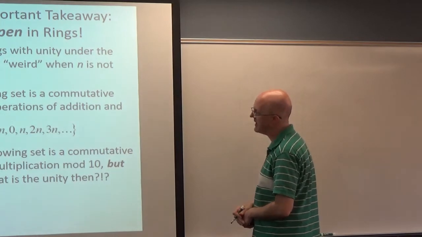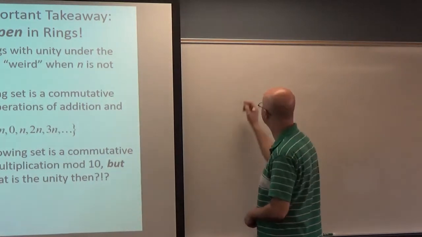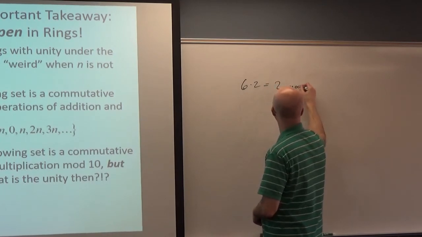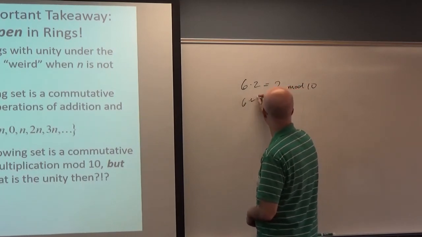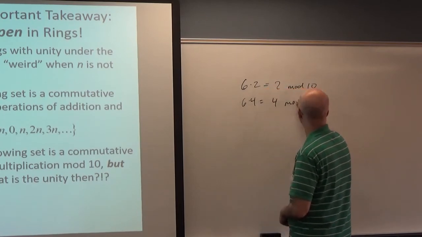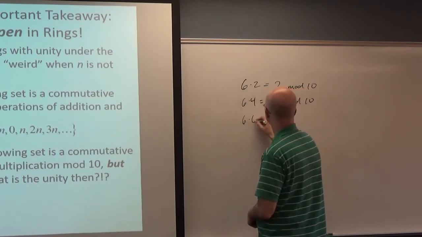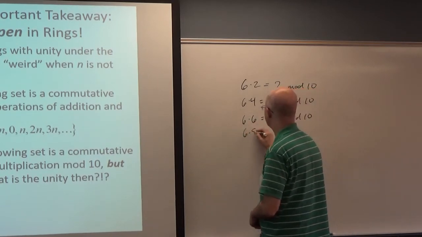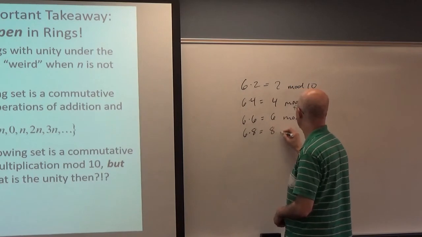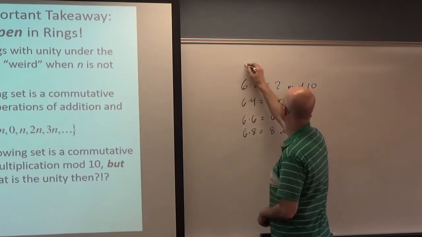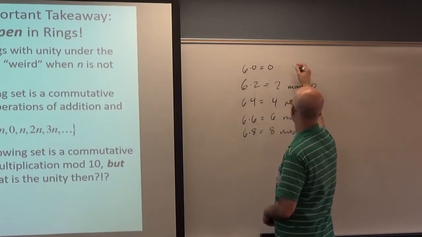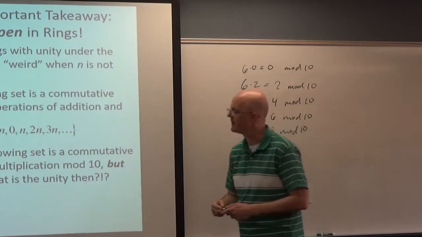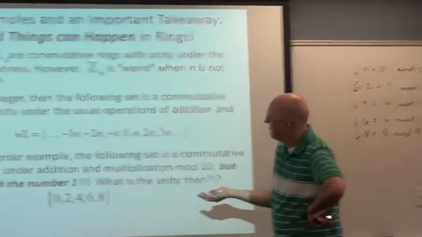If you do a little experimentation, you quickly see that 6 is the unity. 6 times 2 is 12, which is 2 mod 10. It's all mod 10 arithmetic. 6 times 4 is 24, which is 4 mod 10. 6 times itself is 36, which is 6 mod 10. 6 times 8 is 48, which is 8 mod 10. And yeah, 6 times 0 is 0, which is 0 mod 10. 6 is the unity here. Weird.